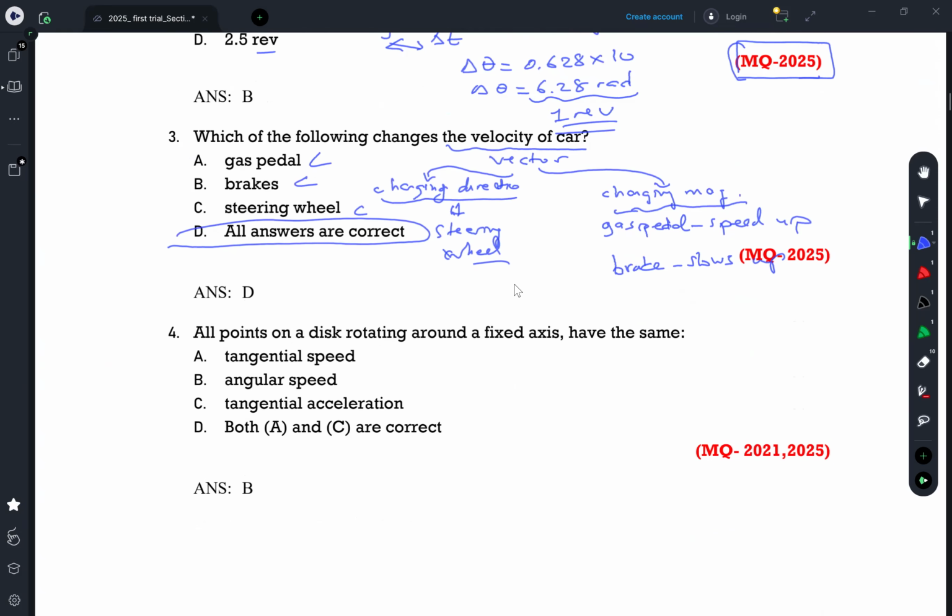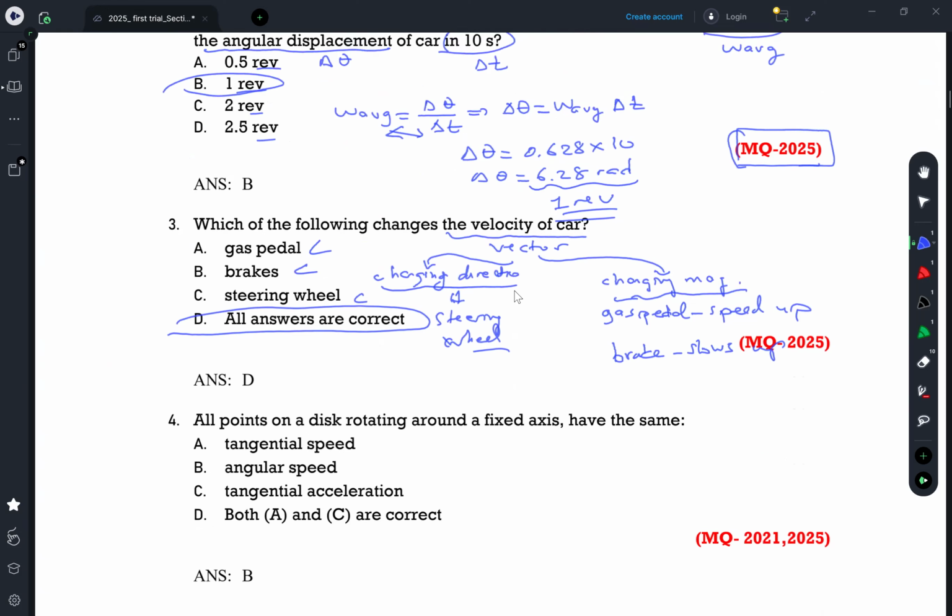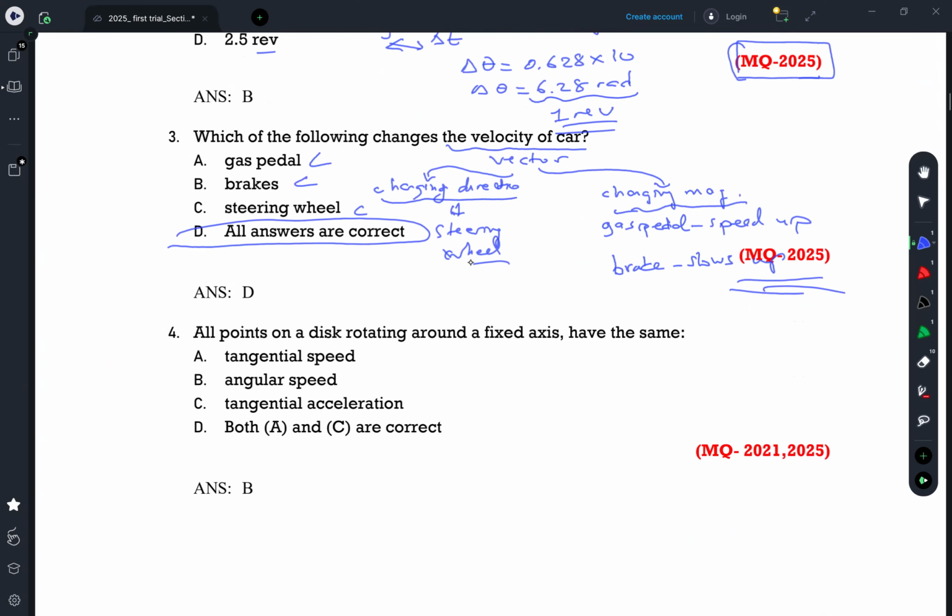And question number 3, as I said, is a first-time asked question. It is one of the chapter questions. You can see that at the end of, as I remember, chapter 1. All points on a disk rotating around a fixed axis have the same what?